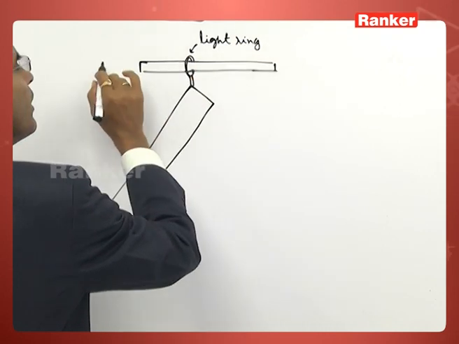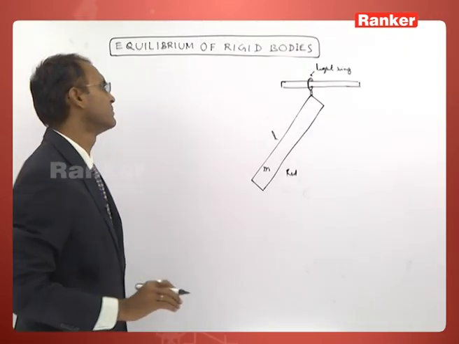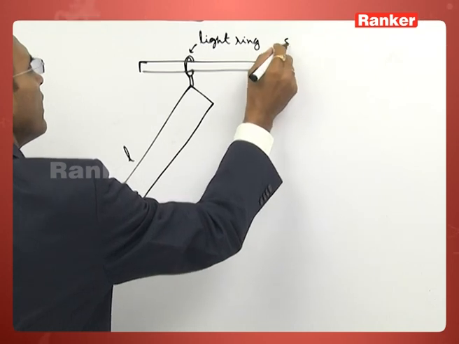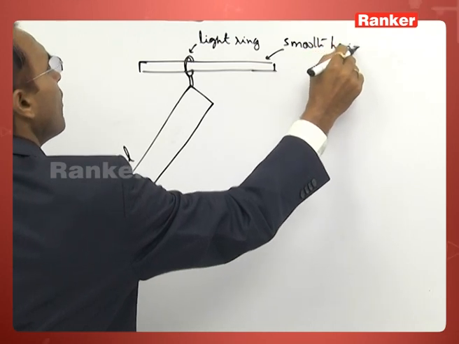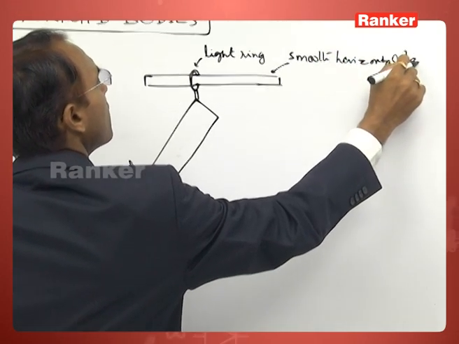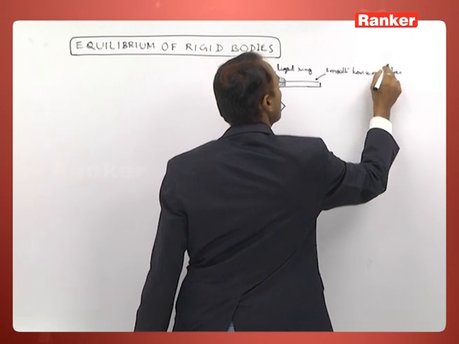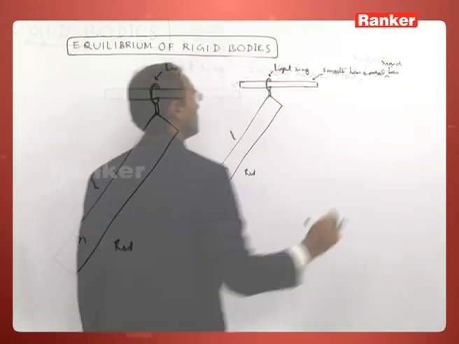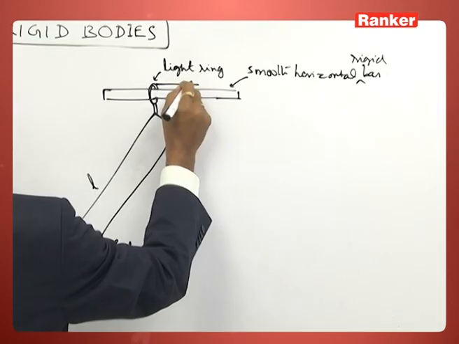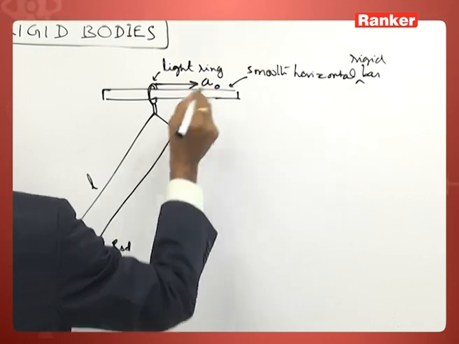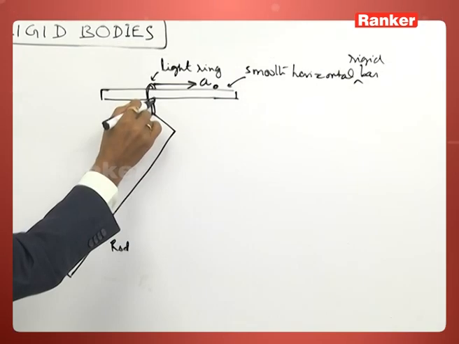and the ring is moving along a smooth horizontal bar, and this bar is rigid. If the ring accelerates, moves with a constant acceleration a0, the rod will get inclined.